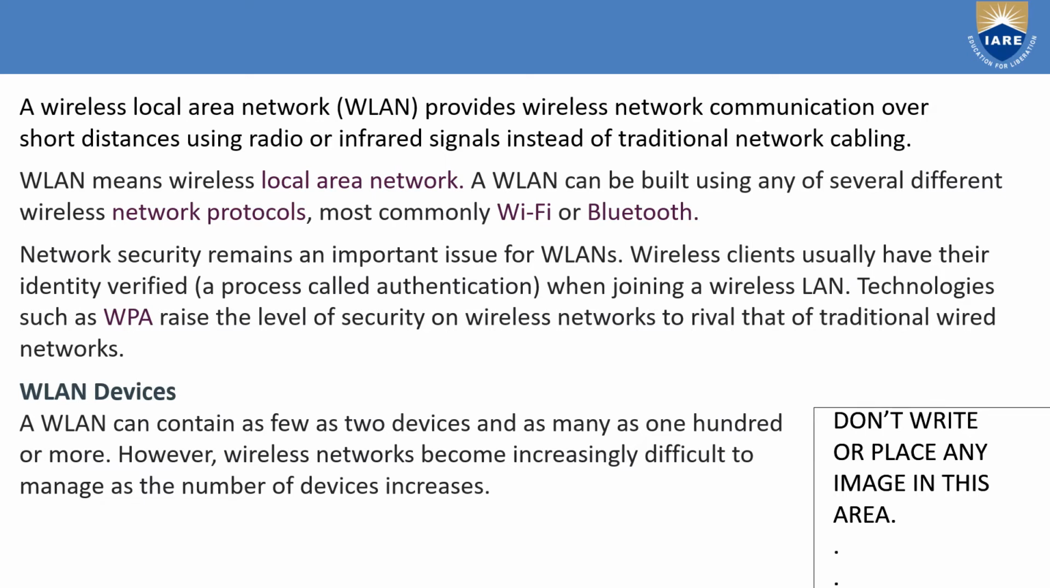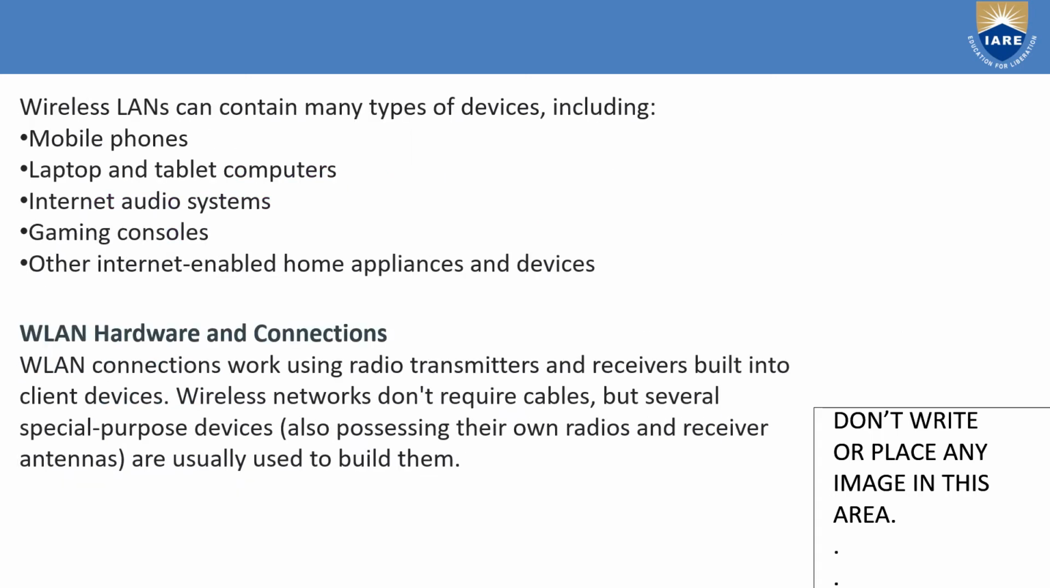WLAN devices. A WLAN can contain as few as two devices and as many as 100 or more. However, wireless networks become increasingly difficult to manage as the number of devices increases. Wireless LANs can contain many types of devices, including mobile phones, laptop and tablet computers, internet audio systems, gaming consoles, other internet enabled home appliances and devices.